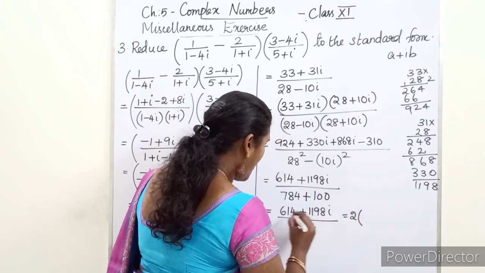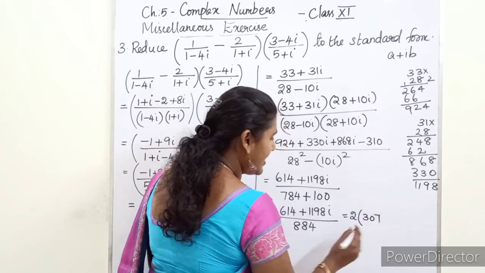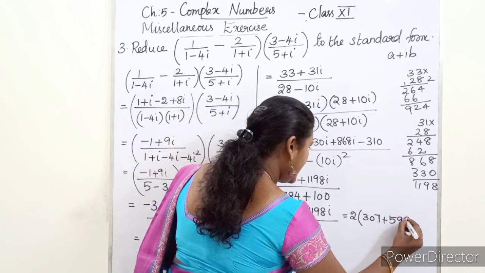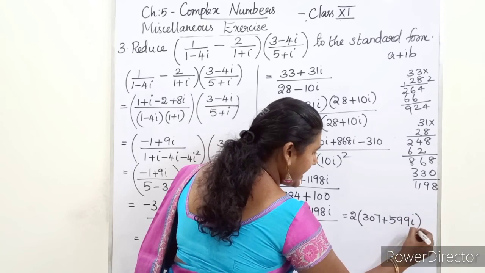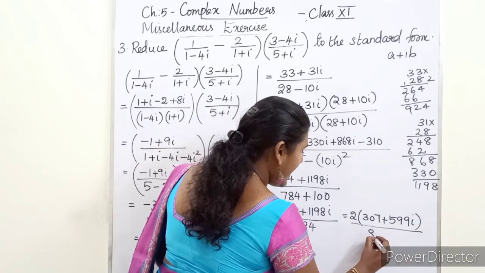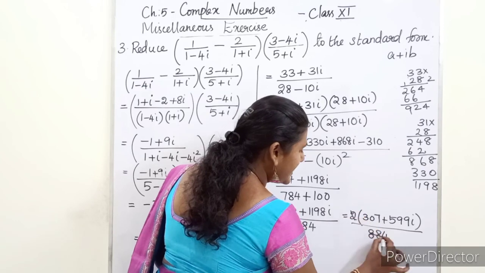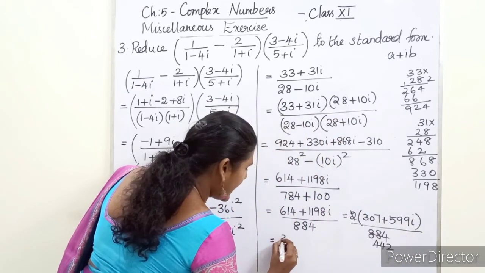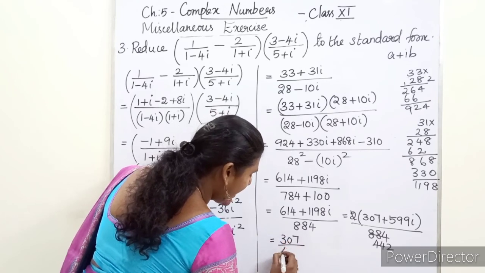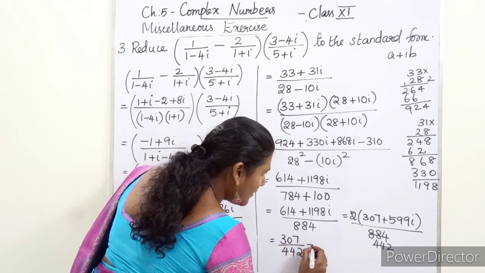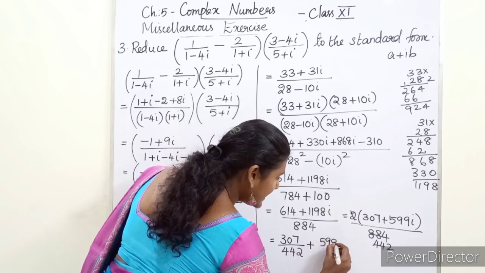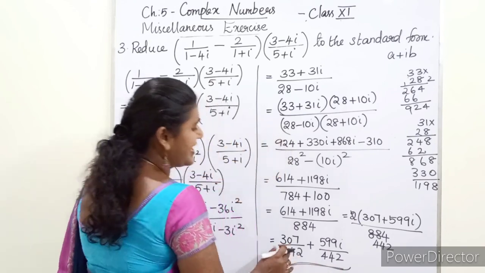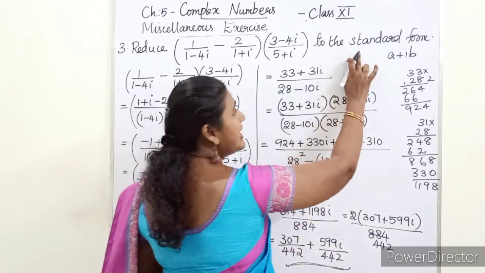So when you take 2 common, you will get 307 plus 599i divided by, here 884. So we can cancel these two. So 442. So you will get the answer as 307 divided by 442 plus 599i by 442. So what we have done? We have expressed the final answer in the standard form.